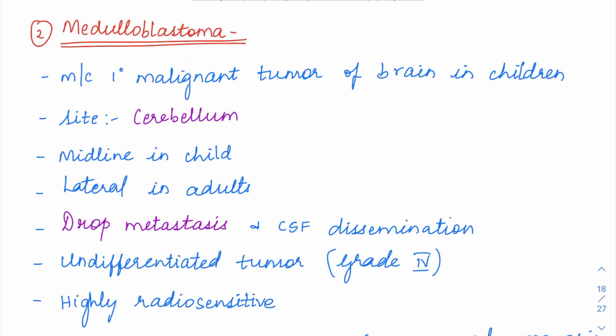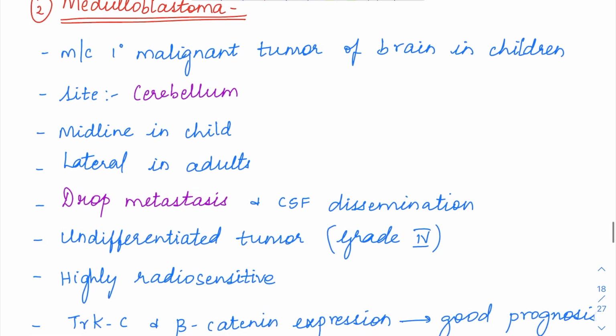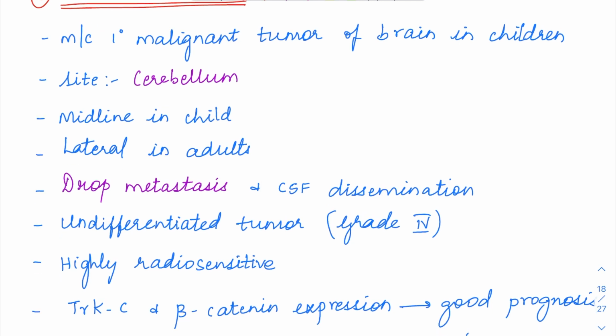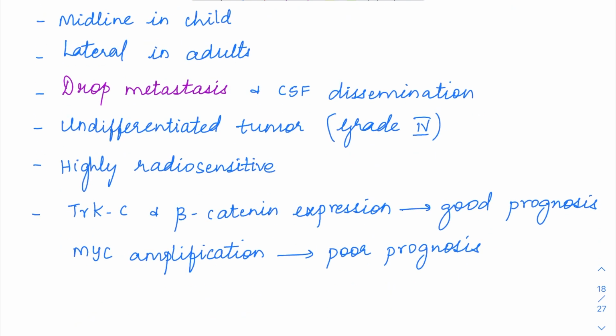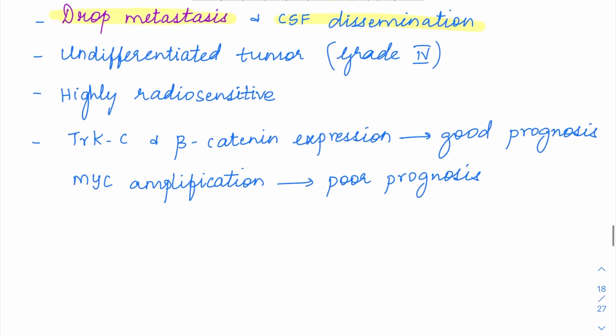Then moving on to the next tumor, which is medulloblastoma. It is the most common primary malignant tumor of the brain in children. Glioblastoma was in adults, while in children, medulloblastoma is the most common malignant tumor. Here again, this is going to be grade 4, and it usually involves the posterior fossa, especially the cerebellar region. In children, it tends to be in the midline, while in adults, it tends to be lateral in location. It is also known for CSF dissemination through drop metastasis. So drop metastasis and CSF dissemination can be a feature of medulloblastoma.